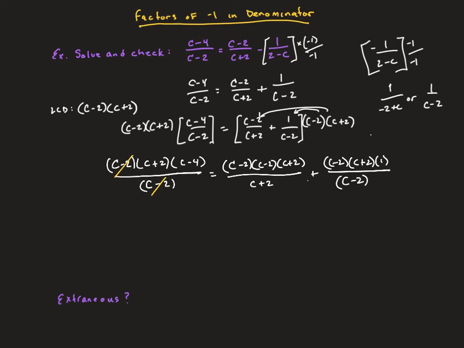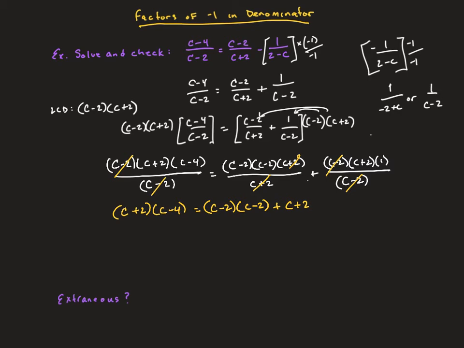And doing it this way, what you can see is some stuff is going to cancel out, right? C minus 2 over c minus 2 is going to cancel out. C plus 2 over c plus 2 is going to cancel out. C minus 2 over c minus 2 is going to cancel out. So we end up with c plus 2 times c minus 4, and that is going to equal c minus 2 times c minus 2 plus c plus 2.